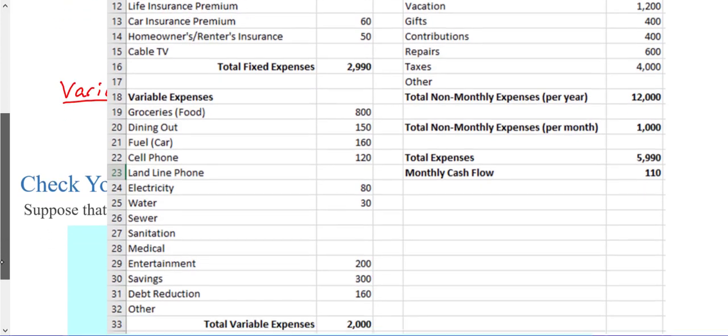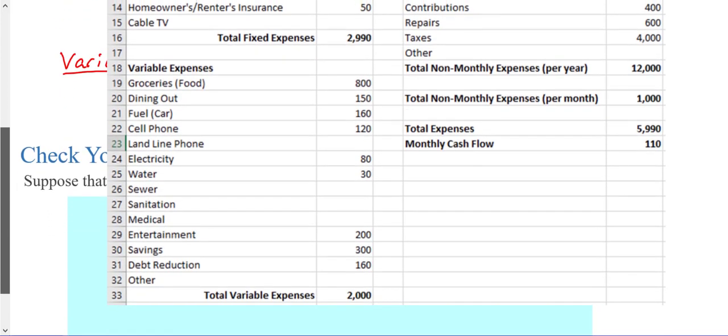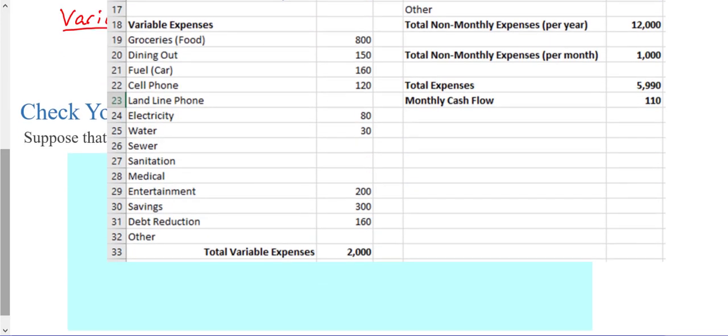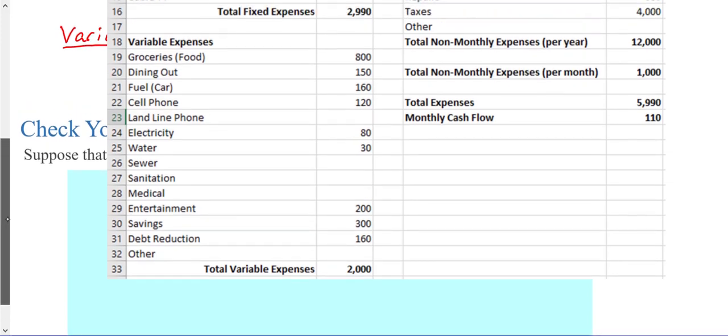Under variable, as you see, all of the amounts for the variable can change. You never spend the same amount on groceries, gas. Your phone line, you may or may not. Cell phone is listed in here, but sometimes nowadays, with unlimited plans, you typically pay the same amount. So some people may decide to put it in the fixed expenses section. Sanitation, entertainment, all of those things can be changed.